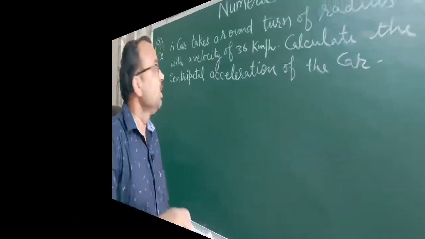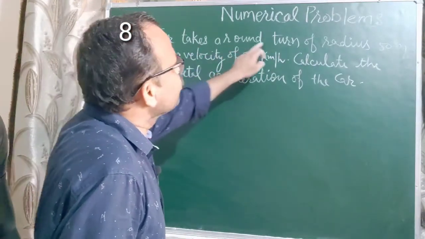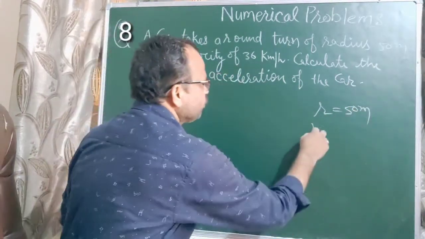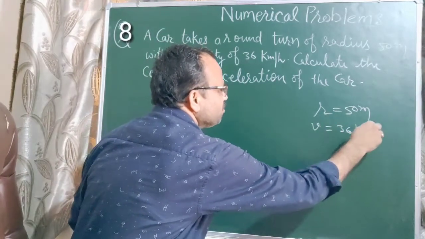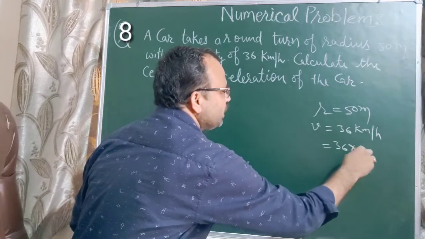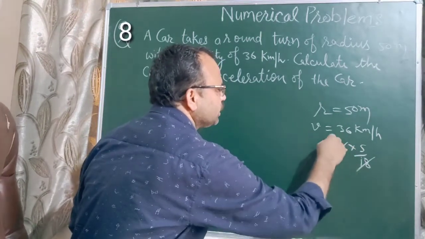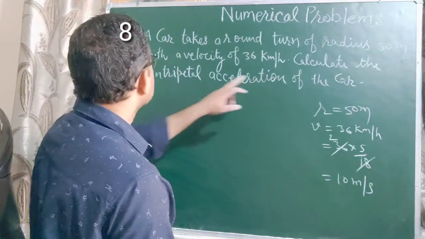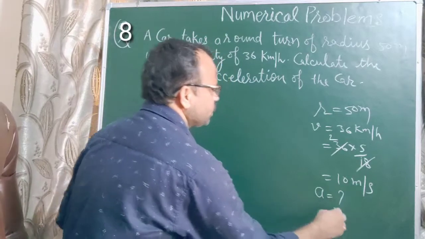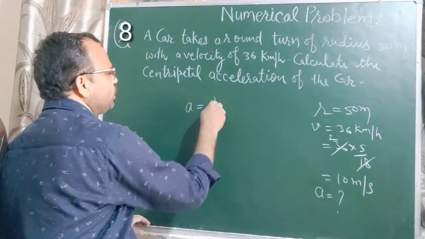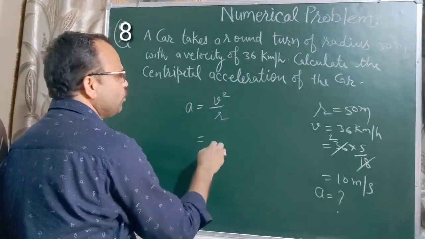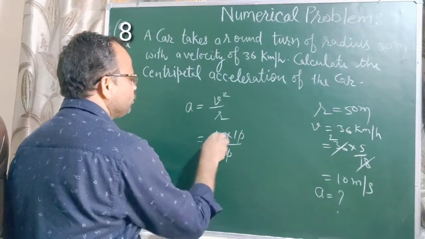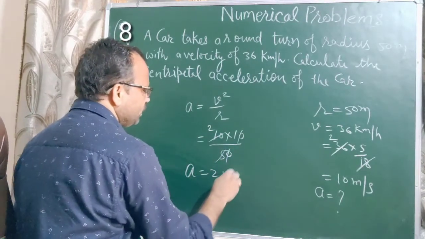Now note one more problem. A car takes a round turn of radius 50 meter, means r equals 50 meter, with a velocity of v equals 36 kilometer per hour. So first we convert kilometer per hour into meter per second by multiplying by 5 upon 18. So 18 into 36, 2, 5 twos are 10 meter per second. Okay, so we have to calculate the centripetal acceleration of the car, means a equals question mark. So as we know that centripetal acceleration a equals v square upon r. Now put the value of v, means 10 into 10 upon the value of r is 50. 0 0 cancel, 5 twos are 10, a equals 2 meter per second square.